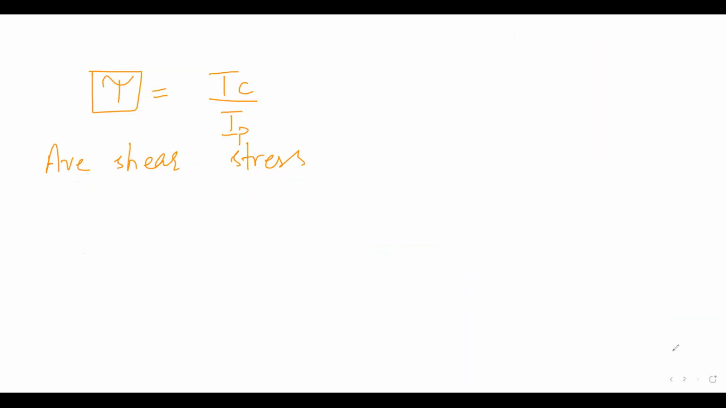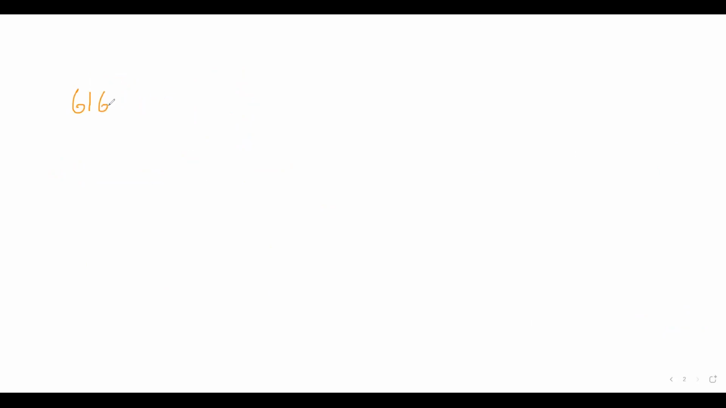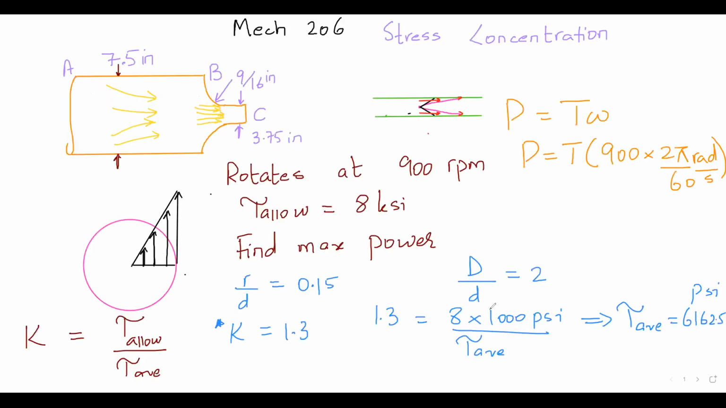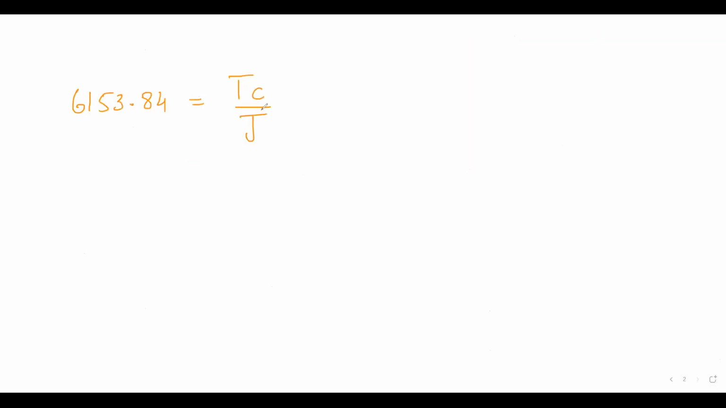So I will have, hang on, 6-1. Please bear with me. What was the value? 6153.84 equal to T C. Then I have the polar moment of inertia, J or IP, whatever you have been saying, 6153. So I will make the correction here, 6153 point whatever, 0.84 is fine.